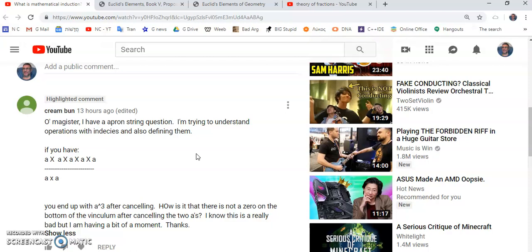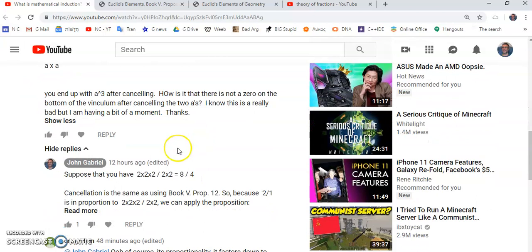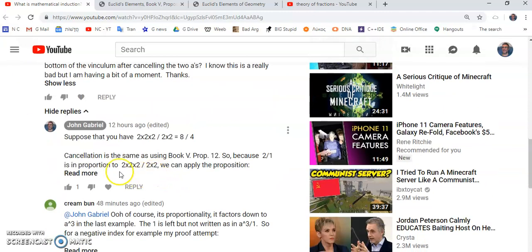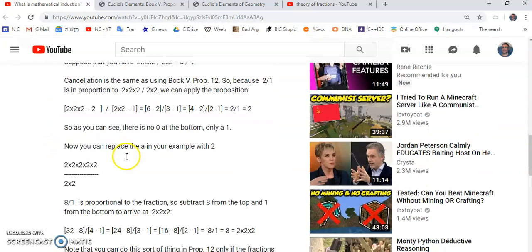And generally, people like that want to see the logic behind principles and methods. And so, what I've decided to do is to explain to Mr. Creambun, I'm going to call him for the time being, why it is that when you have this particular fraction and you cancel out the a's, you're really just going to have a cubed, as you see down here, after canceling. Okay? And so this is the response that I gave to him.